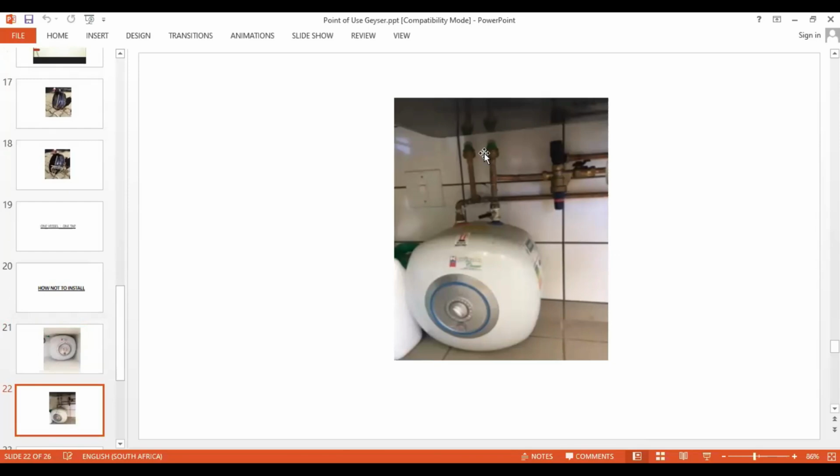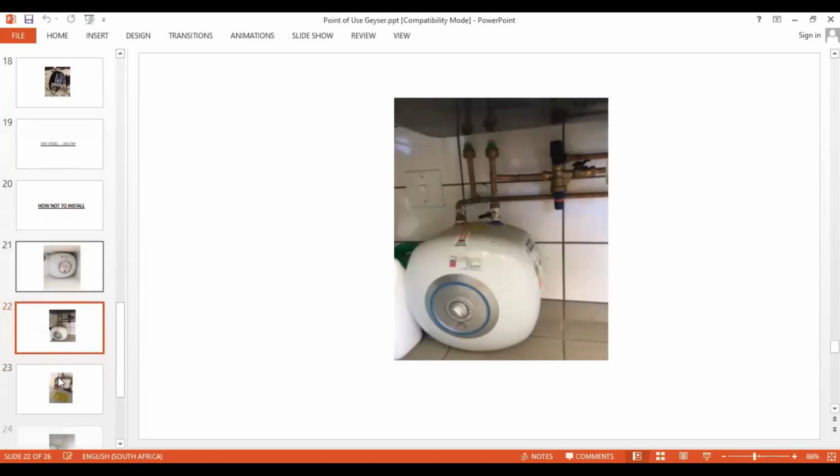PCV, vacuum breakers, the fitting that is supplied with it. What's not really evident, but you'll see it in the next picture, is that there are no compression fittings on the hot water. So when you have to service this, you can't loosen and take out the vessel. You have to cut the pipe. That is not ease of maintenance.